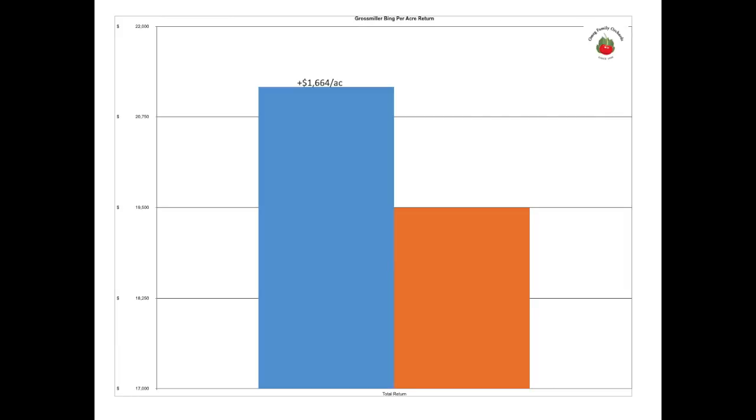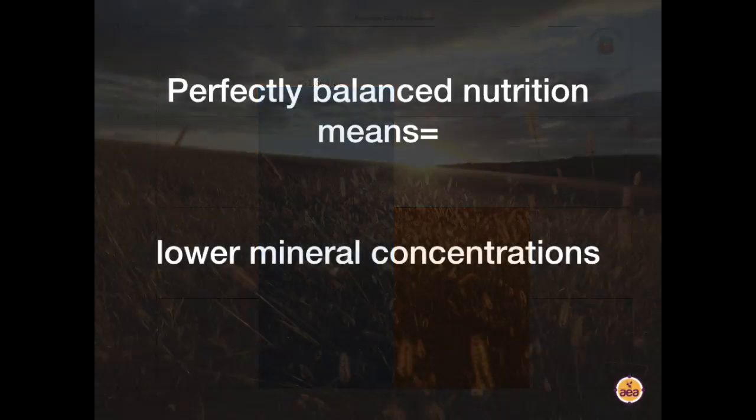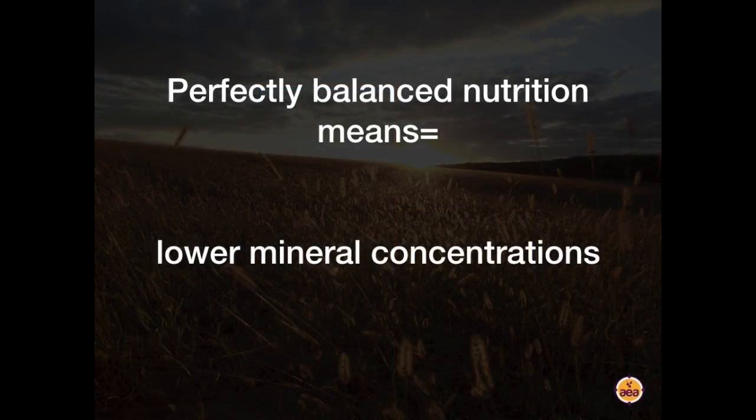So, there's a few more points that I wanted to address just briefly. Today, and with this group, the Bionutrient Food Association, there is a lot of discussion about nutrient density. And I have a surprise for you. When you have perfectly balanced nutrition, it means that you have lower mineral concentrations inside the plant and inside the fruit. And this came as a surprise for us.